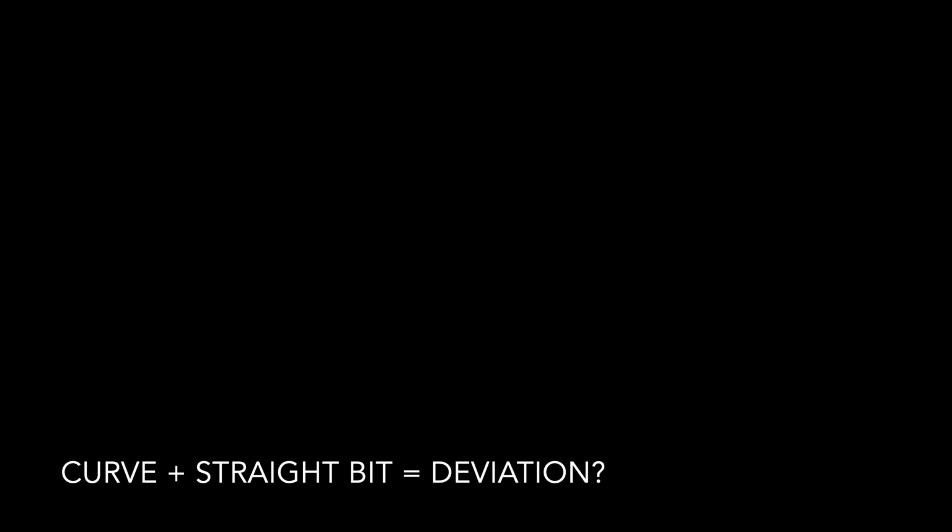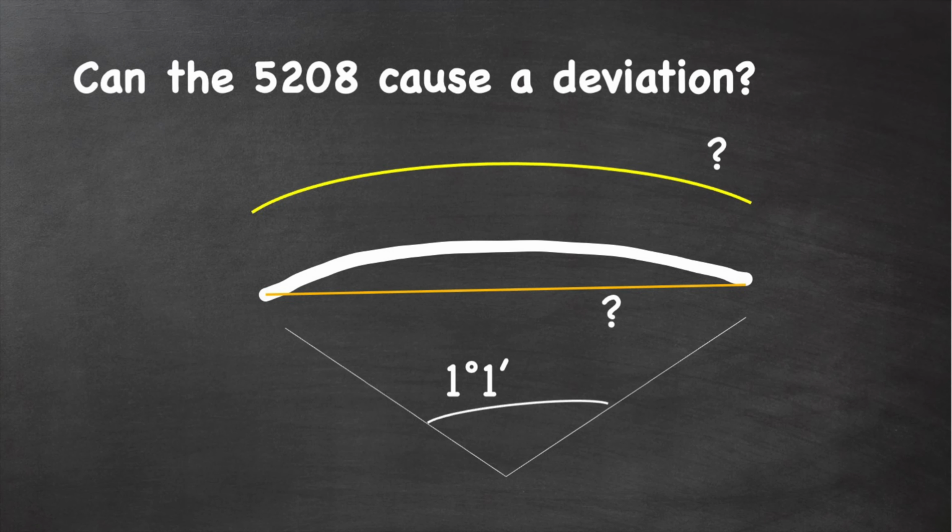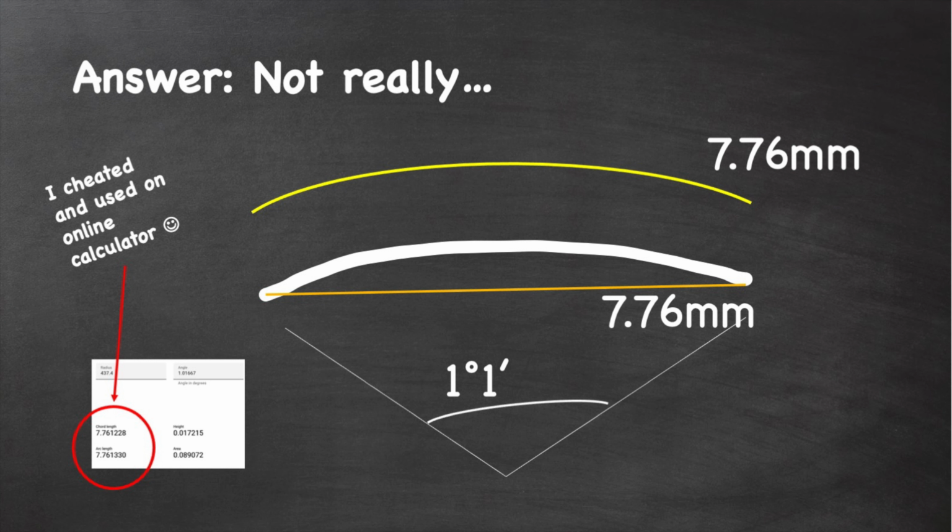So let's compare the arc length and the chord length of the 1 degree 1 minute the 5208 is supposed to make up for. I used an online calculator here, so you can call me a cheat if you want, but the result is that the arc length is 7.76 millimeters and the chord length is 7.76 millimeters. I think it doesn't look like it should make much of a difference, does it?